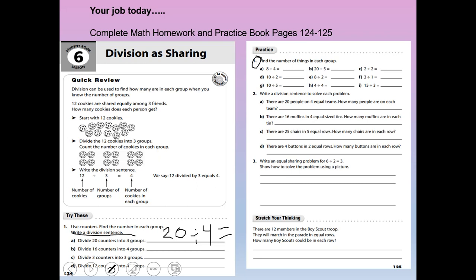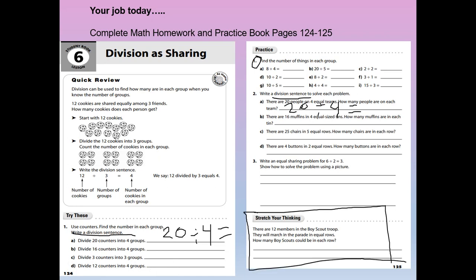For number 1 on this page, you just need to write the answer. All right. And for number 2, it says write a division sentence. So you need to write a division sentence to solve each problem. So again, you would go 20 divided by 4. Equals, and you need to put your answer, okay? The bonus question, again, is here for you. It is extra, so you do not have to complete it, but I think you can try it.